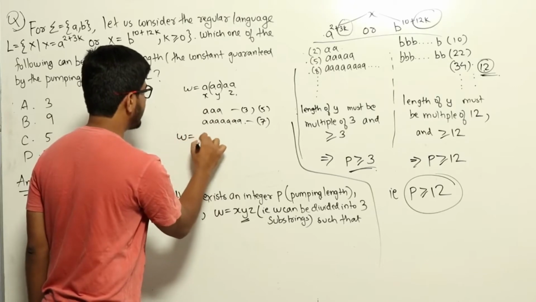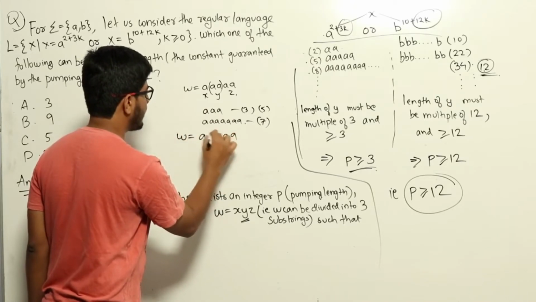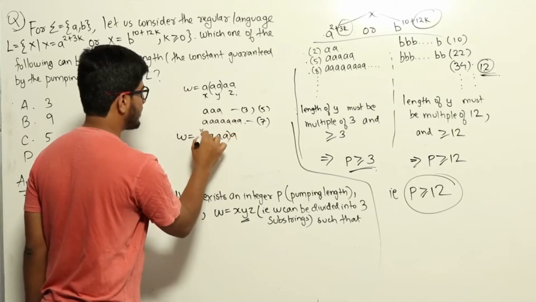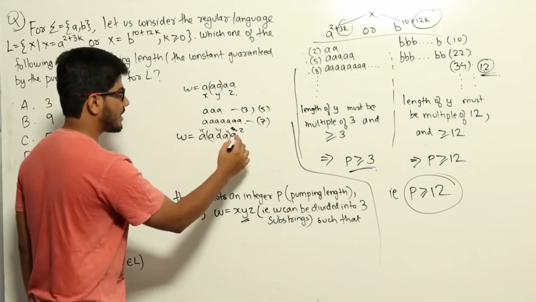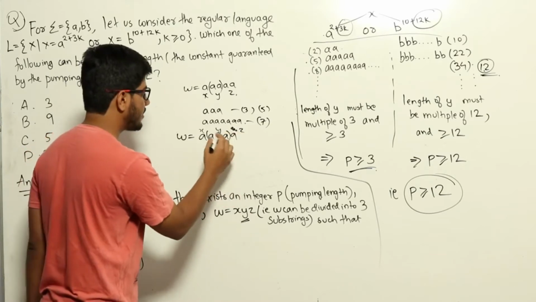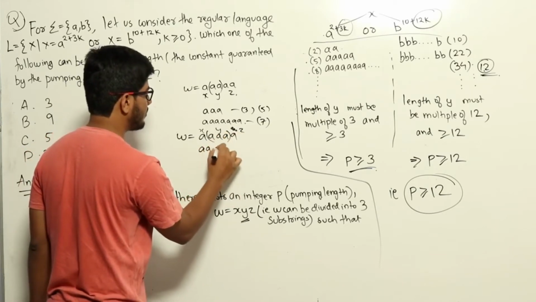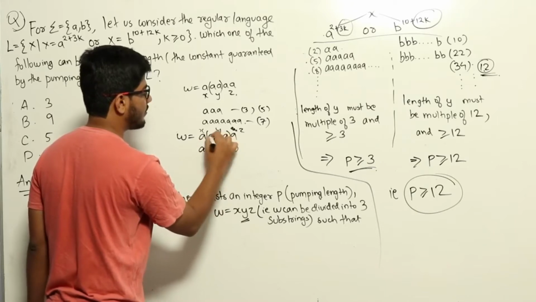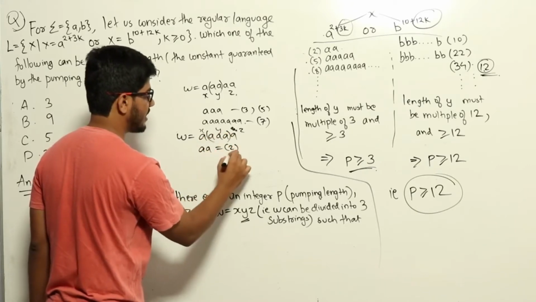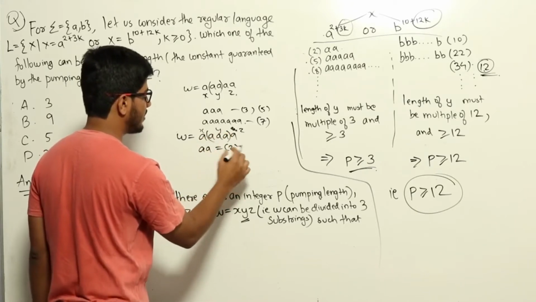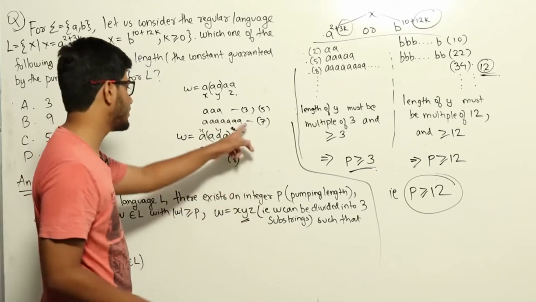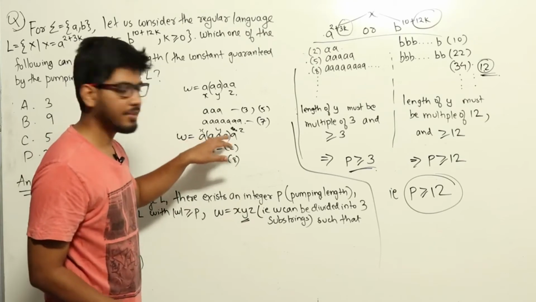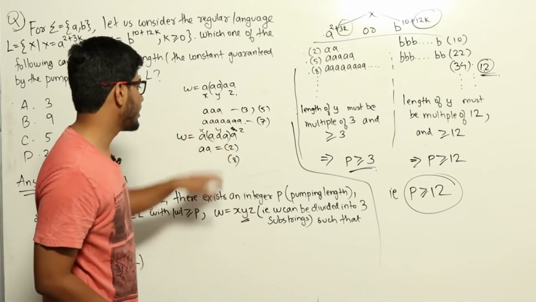That is, if w was aaaaa, and if I am taking x as a, y as aaa, and z as a. Now this string has a length of 5. If we take y 0 times, this string will be aa, which will have a length of 2. If we take y 2 times, it will be 8 a's, that will be length 8. So basically this is strings of length 2, 5, 8, etc. So it increases in multiples of 3. That is nothing but the length of y, which was a multiple of 3.